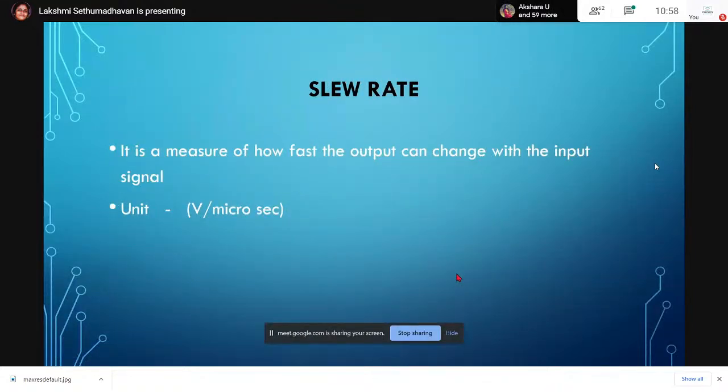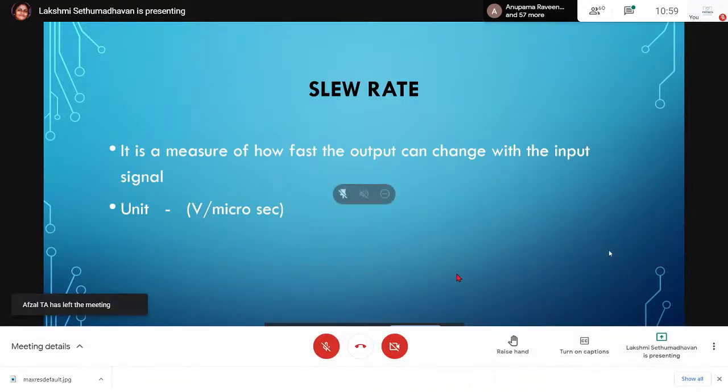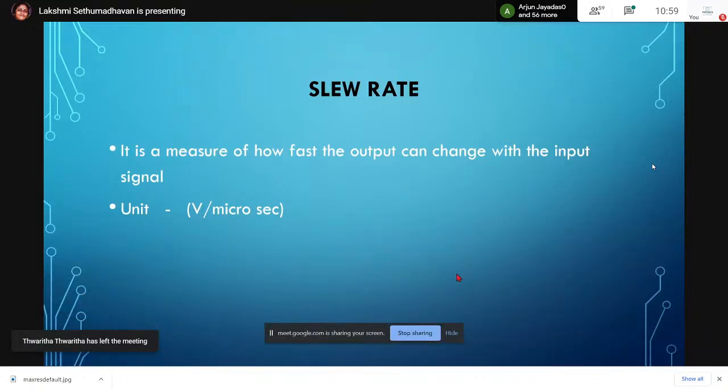Slew rate is a measure of how fast an output signal changes with respect to the input signal. That is, if I have a square wave input, within no time it goes from zero level to a maximum level. Similarly, it goes down from maximum to minimum within no time. So it's a fast response, the square wave.